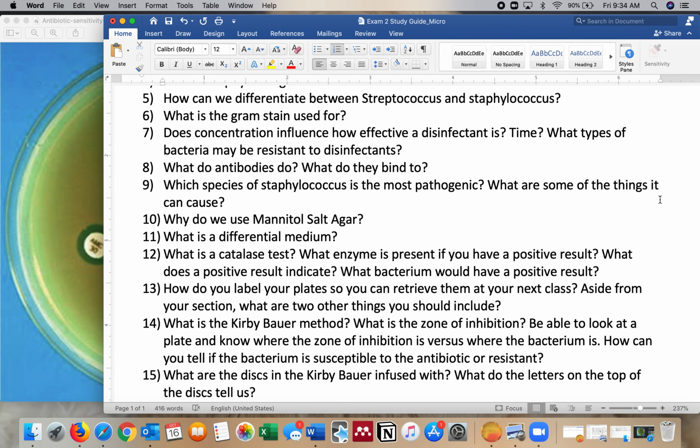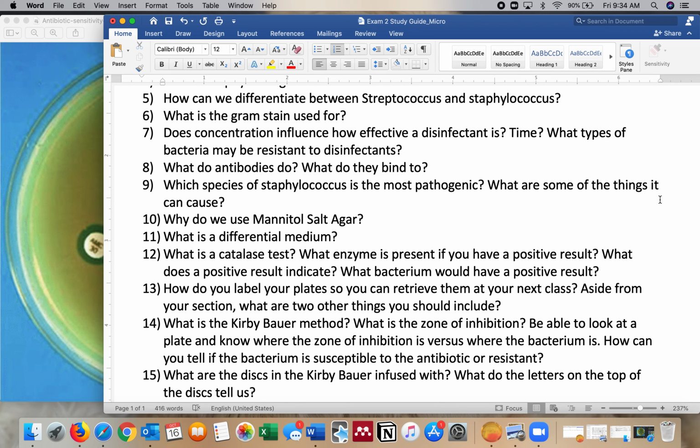How can we differentiate between streptococcus and staphylococcus? Okay, so could you differentiate between these two using a simple stain? Could you differentiate between them using a gram stain? Basically you need to know, what are these? Are these gram negative? Are these gram positive? What do they look like? Can you tell what they look like if you're looking at a microscope slide?